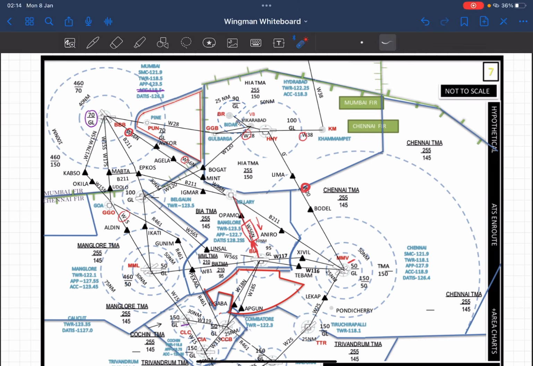Now let's see how we can navigate. Let's look at our probable routes. How many routes can we have? We can fly from Mike, Mike, Lima to Ekati. Ekati to, what is this? Belgaum. From there we can fly to Ipcos, and from there we can fly Bravo 211 all the way to Bravo, Bravo, Bravo. That is one route.